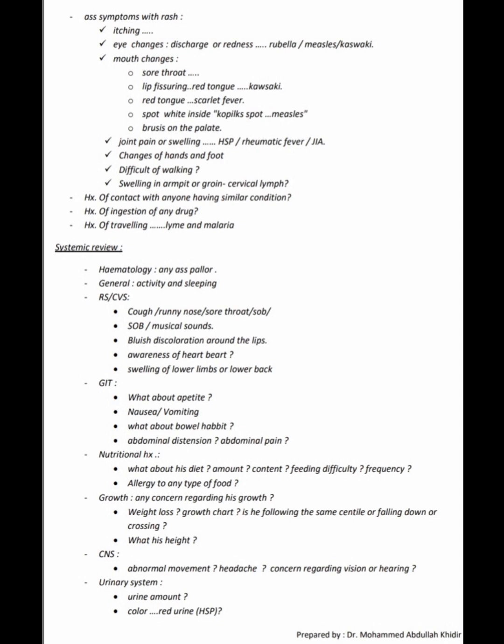GIT question is asked like that, what about appetite? Nausea or vomiting present or not? What about bowel habit? Abdominal distension, abdominal pain presence or not? We know that abdominal pain can be present in Henoch-Schönlein purpura because intussusception is associated with abdominal pain in Henoch-Schönlein purpura.